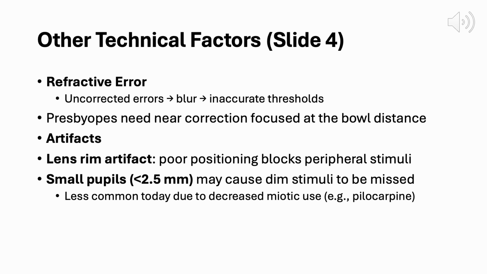Pupil size also plays a role. Small pupils, specifically less than 2.5 millimeters, can cause dimmer stimuli to be missed. While this used to be more common due to the use of miotic medications like pilocarpine, it's less of an issue today. Still, it's something to keep in mind during interpretation.